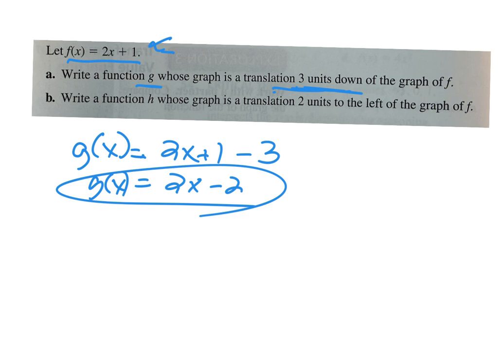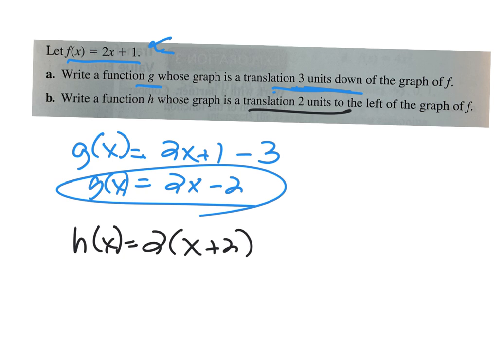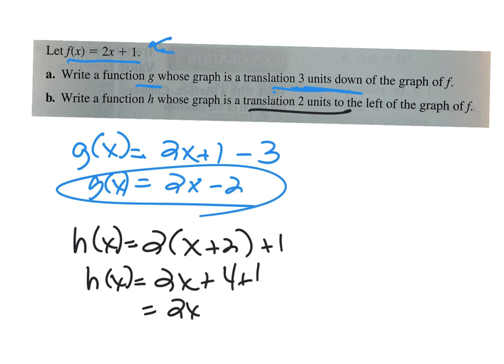There's my new function. Okay, part B says, write a function h of x that's translated 2 units to the left. Okay, now when you go left or right, the number has to be inside with the x. So because it says left 2, I'm actually going to put plus 2, because when you go left or right, remember it's opposite of what you think. And don't forget the plus 1 we had out here. So we'll do all the work that you can. Distribute the 2. Let's add the 4 plus 1 there. So my final h of x function is 2x plus 5.